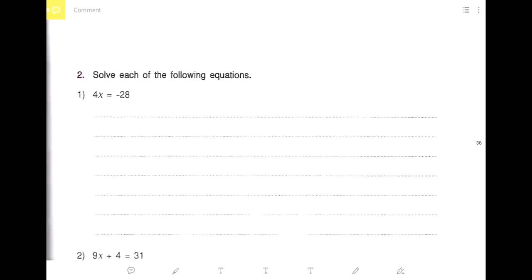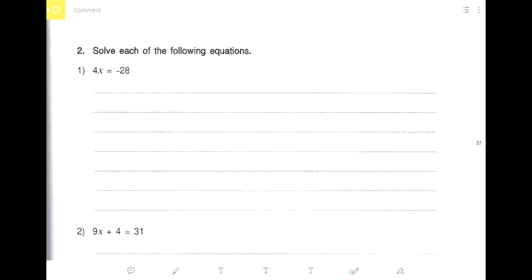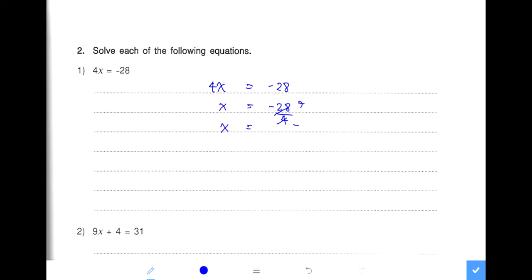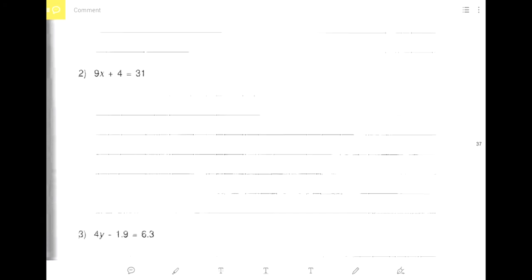Okay, so we go to the next one now. For each of the following equations, we're not gonna spend a lot of time, right? This one is so easy. 4x is negative 28, so x is negative 28 divided by 4. 4 is multiplied to x, so move it down. That is 4, 7, right? So your x is negative 7. Yay, we get it done again.